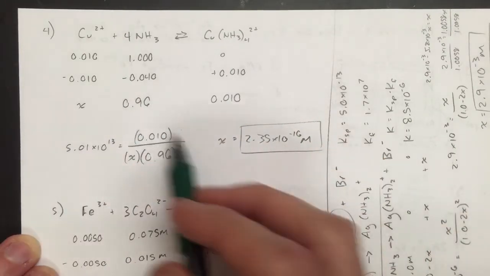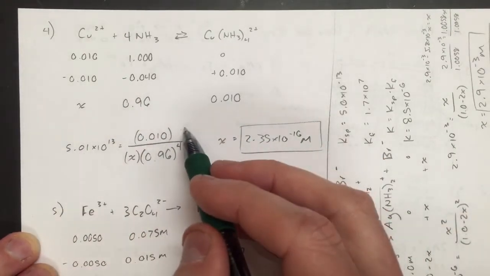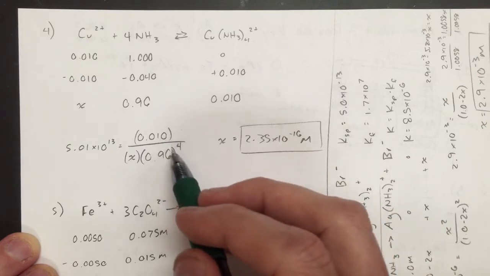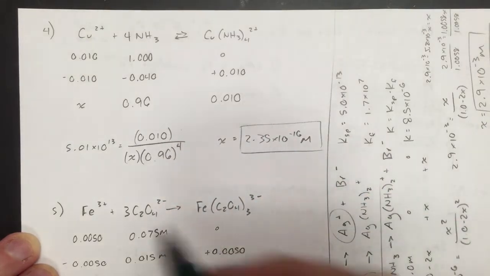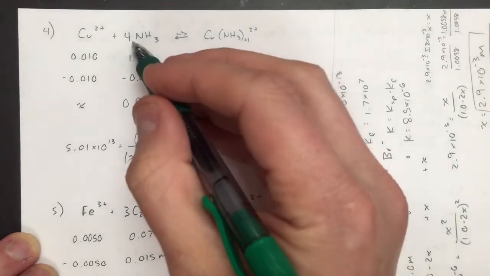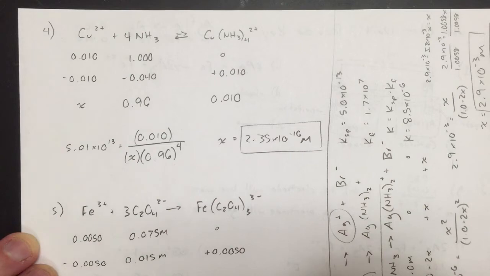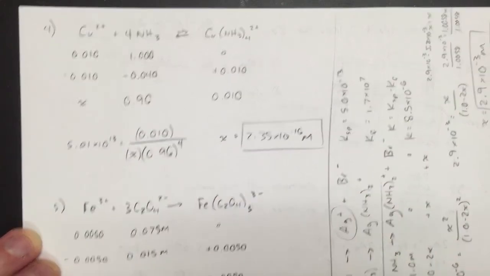So we construct our equilibrium expression. K is equal to the products over the reactants raised to their stoichiometric coefficients. Don't forget those. No, please don't forget the stoichiometric coefficients. And then when we solve for X, we get 2.35 times 10 to the -16 molar.